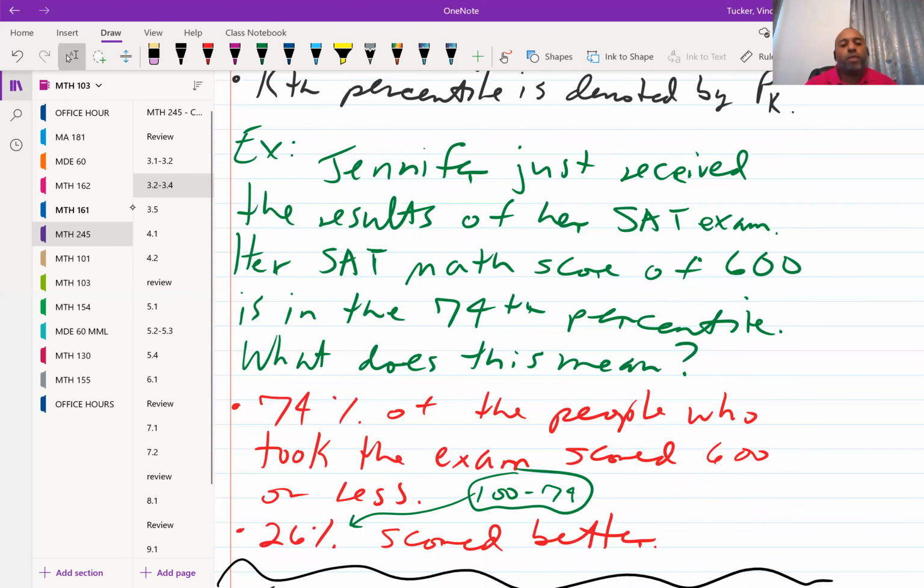All right, so 74th percentile means that 74% of the people who took the exam scored 600 or less, and then 26% scored better, and we get that 26% from 100 minus the 74.